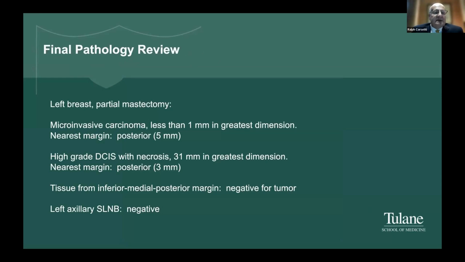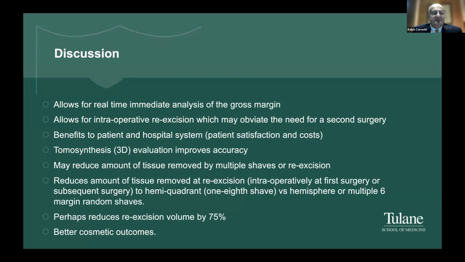So this patient had partial mastectomy. She had microinvasive disease. No surprise, since there was a mass on the imaging. Closest margin was 5 millimeters. And the tissue from my small shave directed re-excision was negative for tumor. DCIS closest margin 3 millimeters. She had a negative sentinel node. I counsel patients when they present with a mass, since we will upstage them to invasive disease about 30% of the time when there's a mass associated. So we did a sentinel node, and she did have invasive disease.